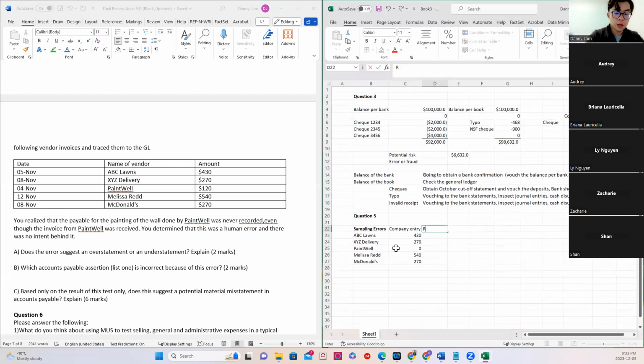And Audrey, what is the right amount, the right entry that they should have put? I feel like everything is correct except for Paintwell that should have been 120. Exactly. Good. So here it would be this. So it would be that, except for this one's 120.